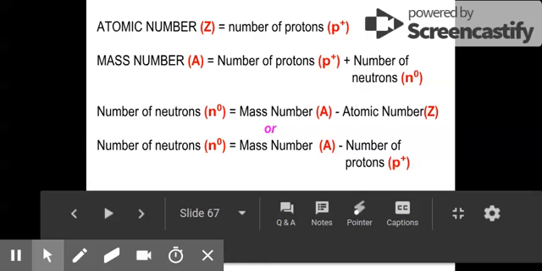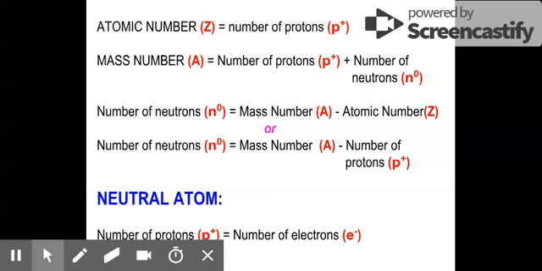Hi! On your screen, you see the review of the details that you need to remember when we talk about writing isotopic, or sometimes they call that atomic symbol. Now on your screen, let's have a review again.